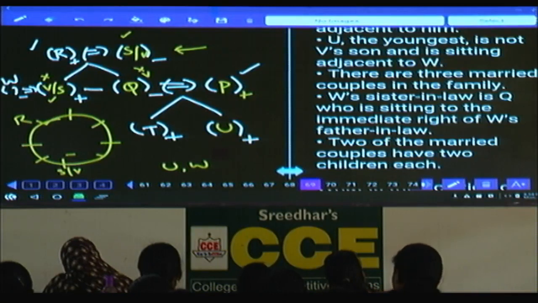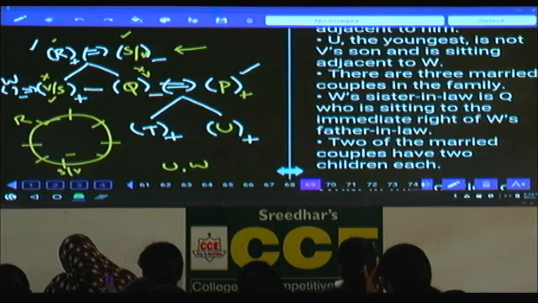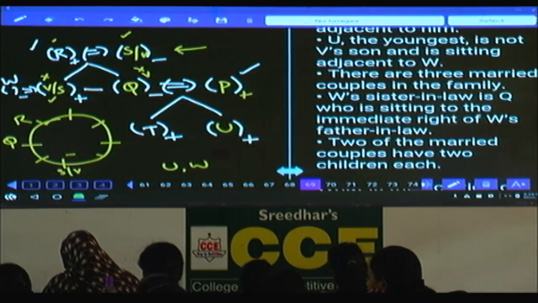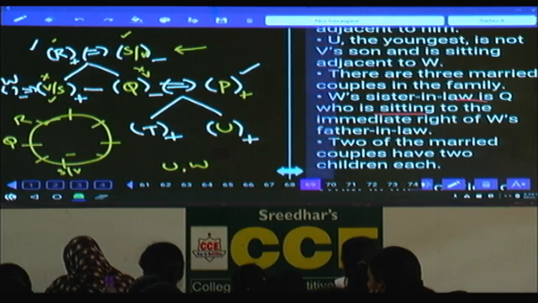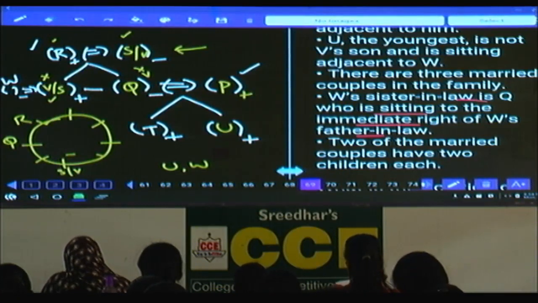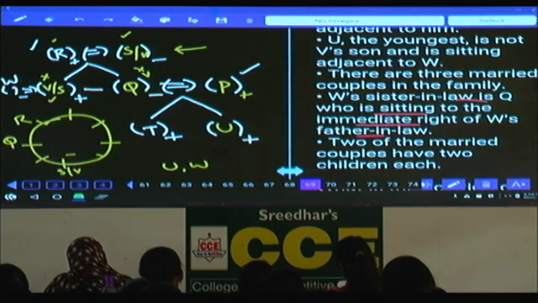U and W are adjacent, and W's sister-in-law is Q, who is sitting to the immediate right of W's father-in-law. Now who is W's father-in-law here? R. W's father-in-law is R. Now this R is here. Now W's sister-in-law Q must be at this place, isn't it? That means this Q is to the immediate right-hand side of R. As Q is to the immediate right-hand side of R, now R is done.